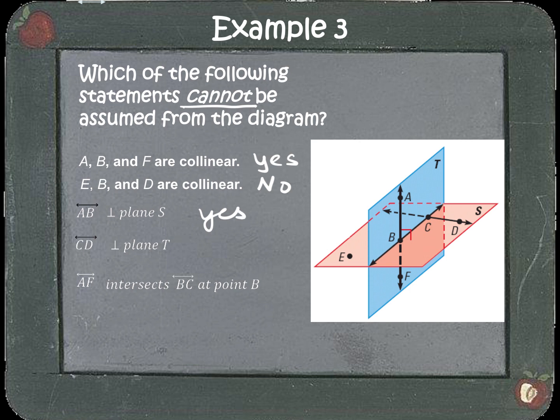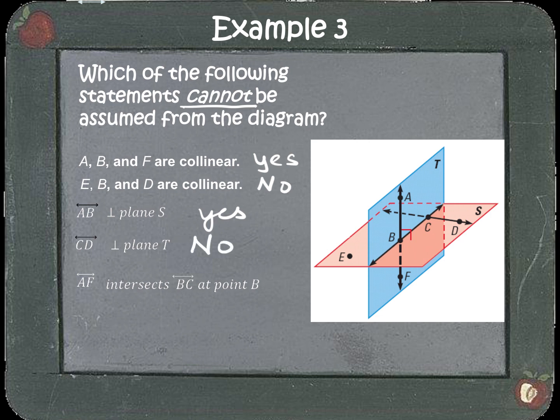The next one, line CD, which is over here, it says, is it perpendicular to plane T? Well, this one's lacking the right angle mark. So without that right angle mark, I cannot tell that CD is perpendicular. So this one would be no.